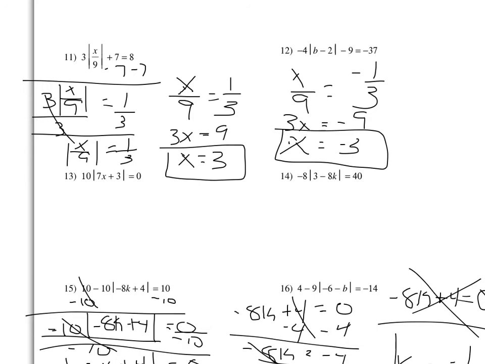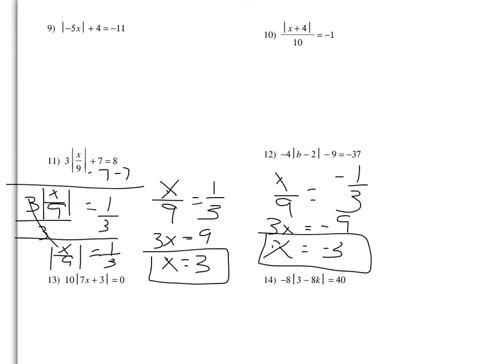And finally, please jump back up to number 9. When I go to solve number 9, I'm going to subtract the 4. Then you get the absolute value of -5x equals -15. In this case, there is no solution.